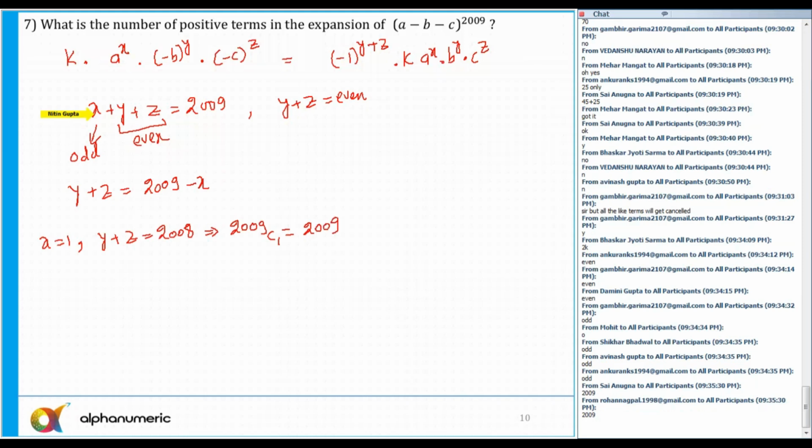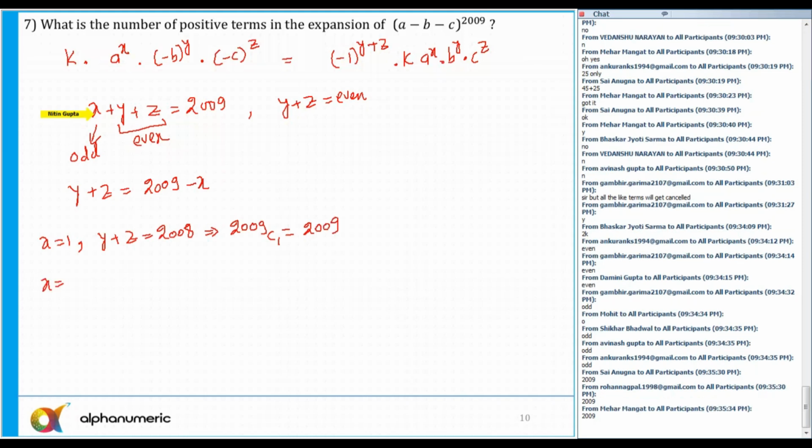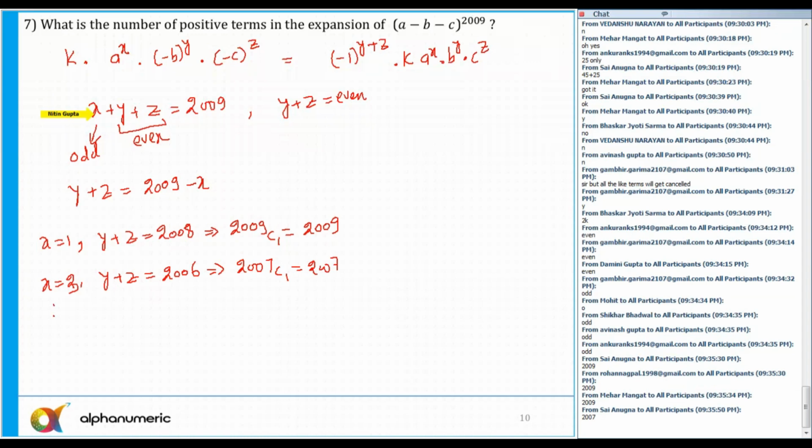And we'll get a pattern. I'm writing it down step by step now. If x is equal to 3, then y plus z is equal to 2006. So what is the total number of solutions? That is going to be 2007C1, which is equal to 2007, and so on. So what is the number of solutions for this equation? That is going to be 2009 plus 2007 plus 2005 and so on till 1.